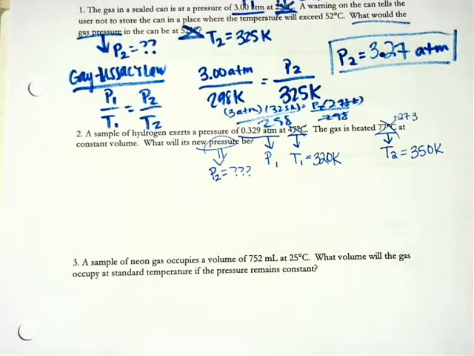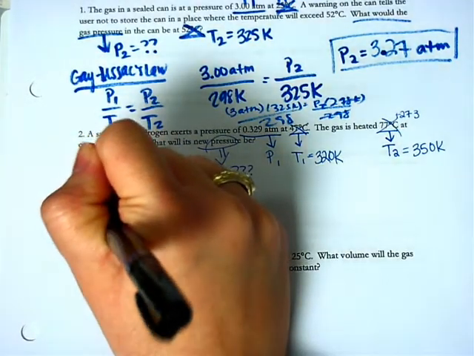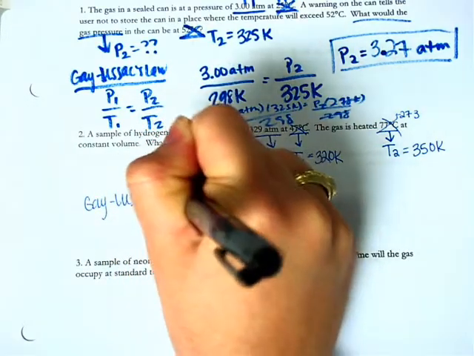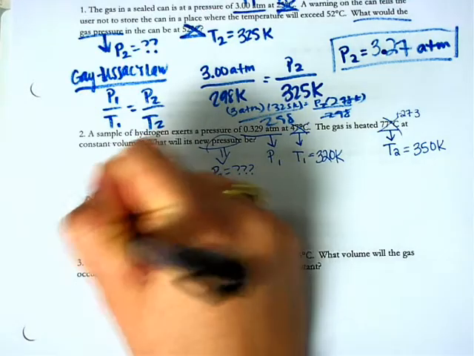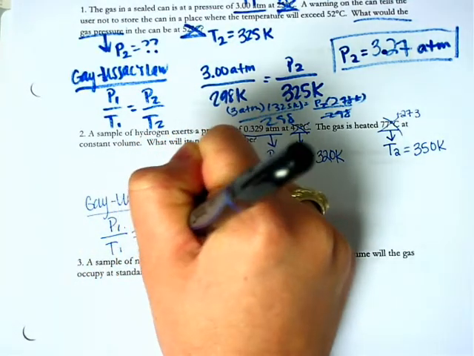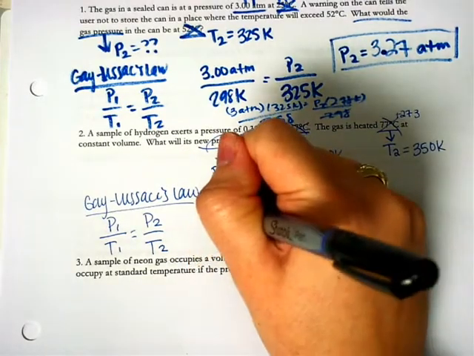Okay, so I have P1s, or I have P's and T's. So what gas law is that? Gay-Lussac's, same one as last time. So I'm going to write that out without my numbers in it. And let's go ahead and plug in what we had. So what's P1?